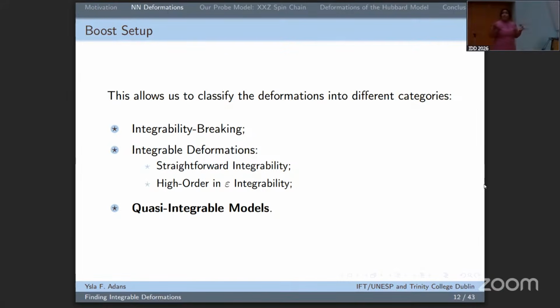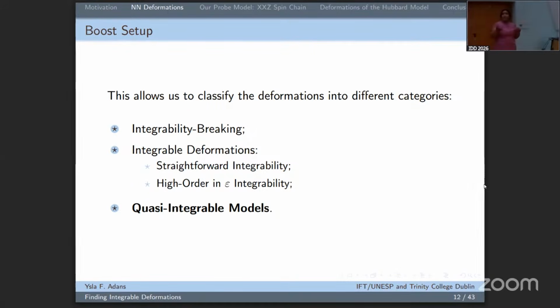But you can also get something that is fully integrable in deformations. And this can be a straightforward integrability. One simple example is going from XXX to XXZ. If you add the Z part, it is fully integrable, you don't have to do anything. But you can also have models where you have to keep adding deformations order by order in order to make this integrable.